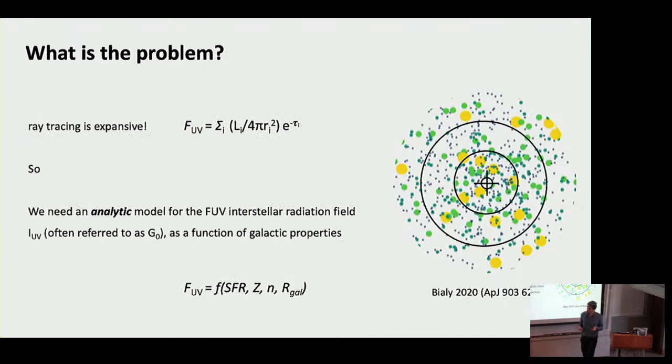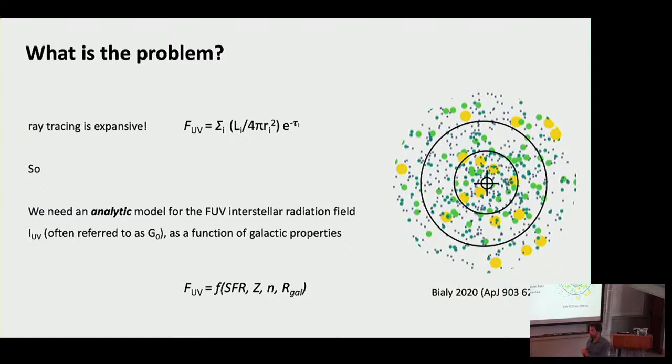All right, so thinking of simulations, if you have a galaxy, what's the problem? You have all the stars. You can just ray trace, calculate the distance to that star, take the luminosity, divide by the distance squared, include some attenuation from dust, and sum over all stars or clusters, and there you go. But of course, this is very expensive in terms of computational power.